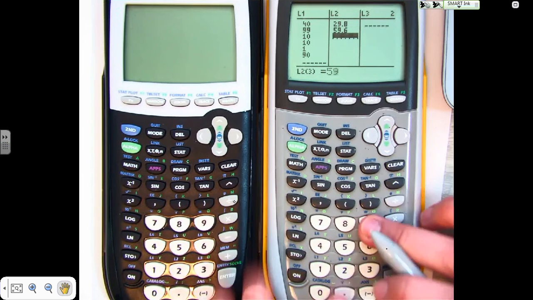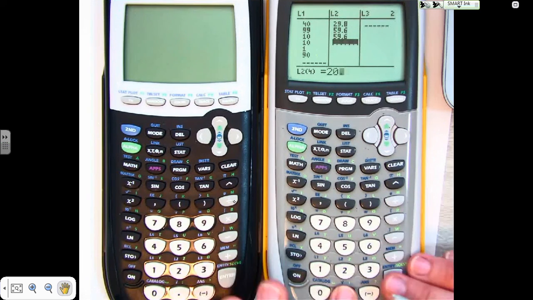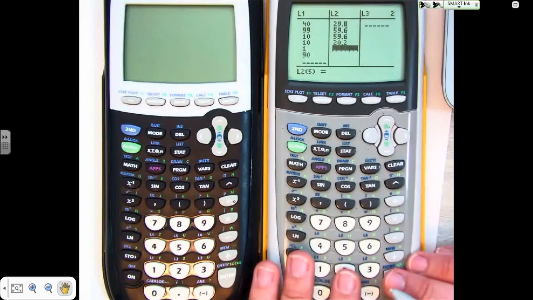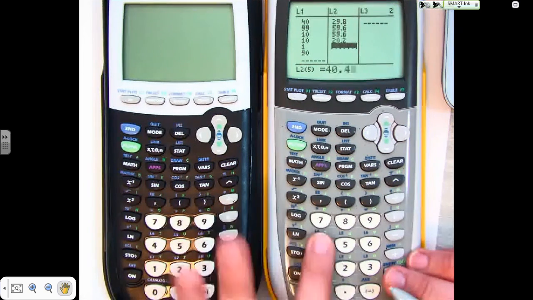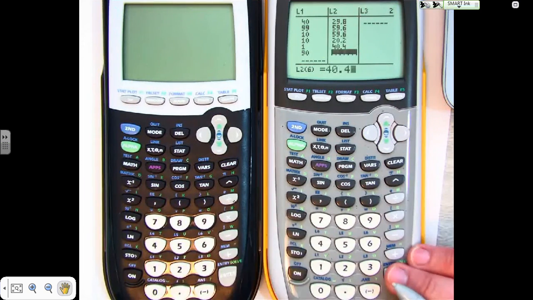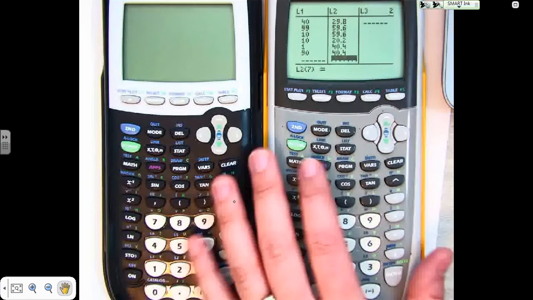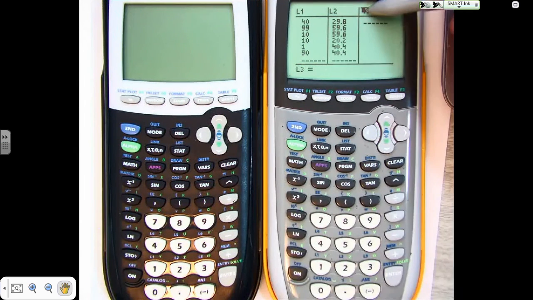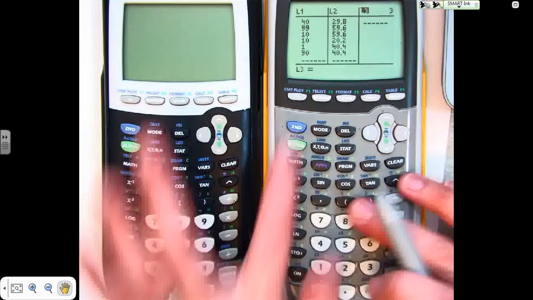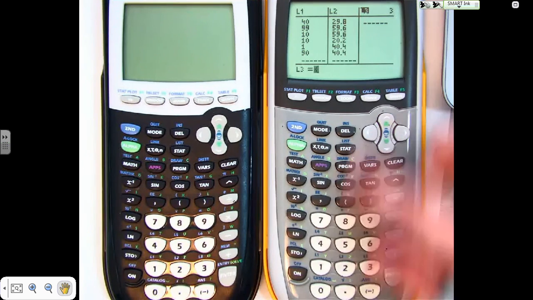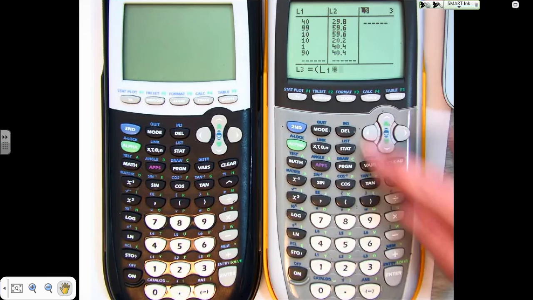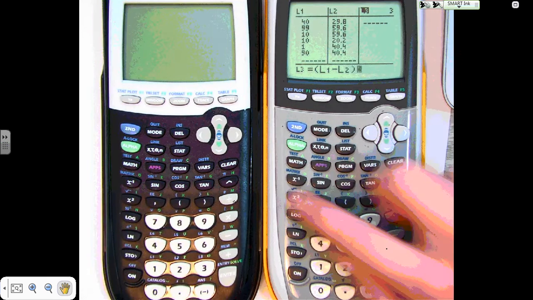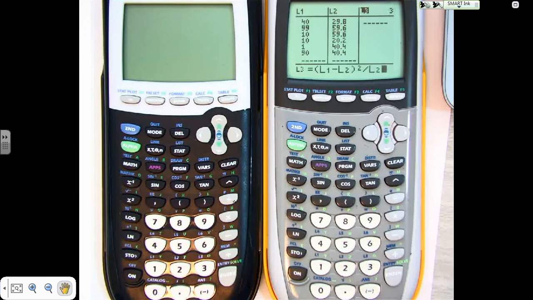59.6, 59.6, 20.2, 40.4, and 40.4. Okay, so I'm going to have my list 3. Remember to have it up in list 3. You have to have this part highlighted for the formula to work. So list 1 minus list 2 squared divided by list 2. Observed minus expected squared divided by expected. So those are my values.